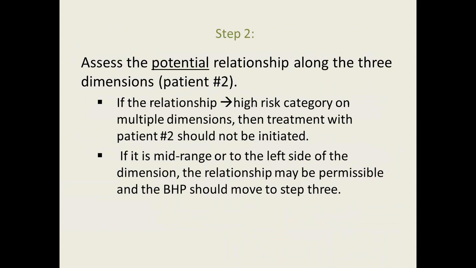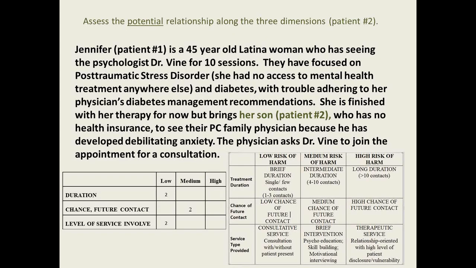So now we're going to move on to step 2 on the matrix, which is to look at the potential relationship. So Jennifer's son, and he is patient number 2. So if this relationship is also in a high category on multiple dimensions, then treatment with him should not be initiated at all. But if it's in the mid-range or towards the left side of the dimension, then it may be permissible, and we'll talk about that. So again, the son is patient number 2, and on the bottom left side of your slide, you'll see the blank chart, and we filled in where we think he might fall with indications by the number 2.